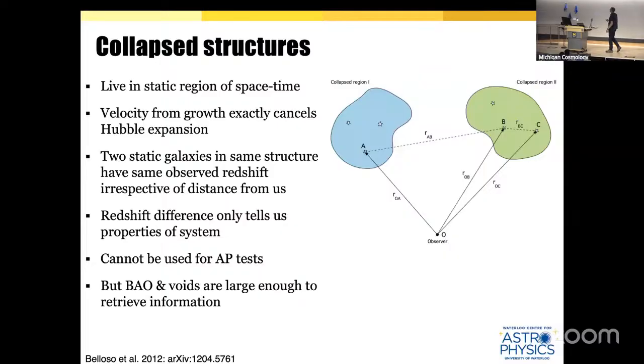So small objects can't be used for Alcock-Paczynski tests. There have been some claims in the past, a famous one that I won't reference, but it tried to do Alcock-Paczynski effects using pairs of galaxies. This just fundamentally will not work.